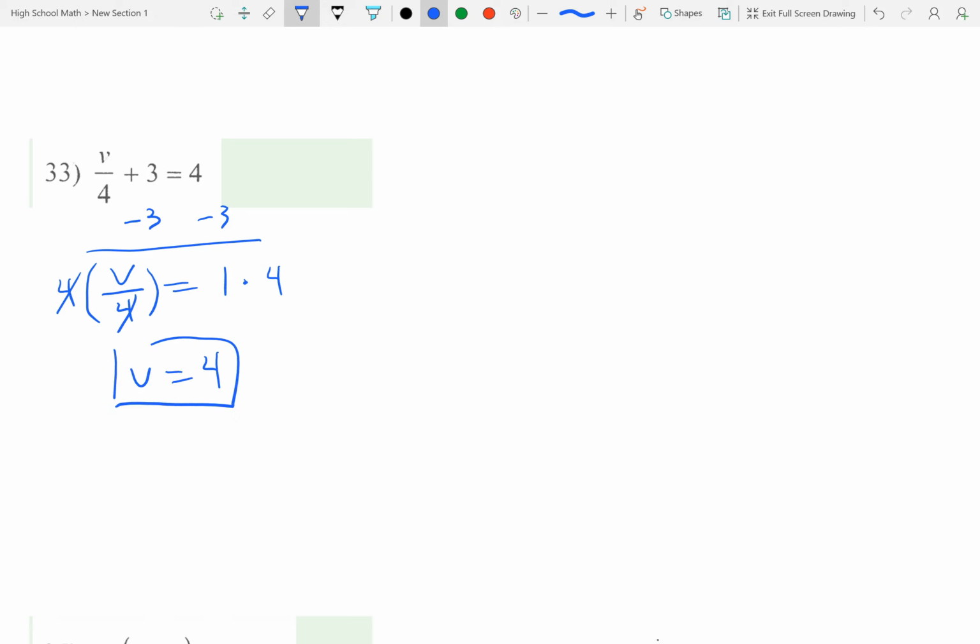Let's take that 4 and substitute it back in. So, in place of v, we'll substitute 4. 4 divided by 4 plus 3. Is that equal to 4? That's our question. Is this a true statement? Well, 4 divided by 4, that's 1. Is 1 plus 3 equal to 4? True. Thus, we say v equals 4 is a solution.